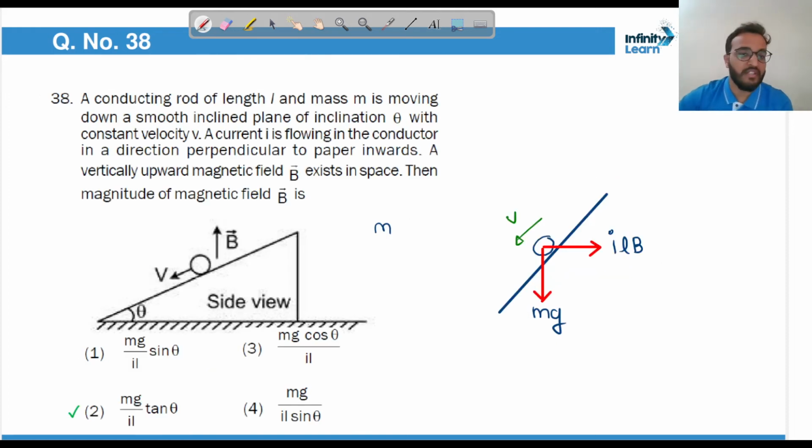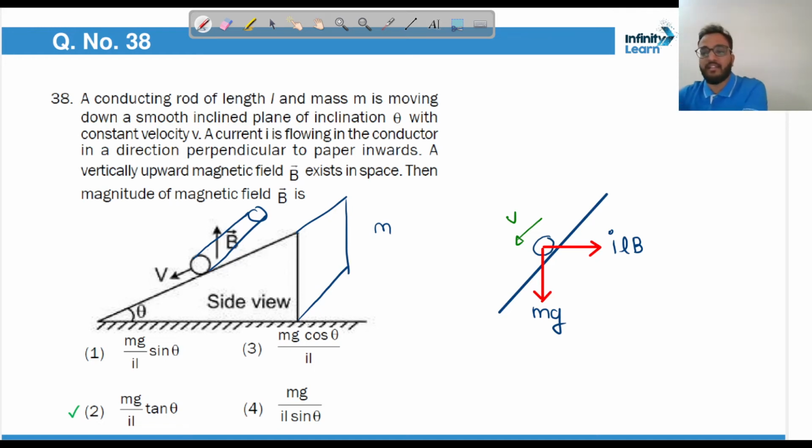38. See, if this is a wire, it is not visible like this, but the wire is kept like this. This is a wedge like this. Do you understand now? So the wedge is like this, and this is the wire, and it is coming down with constant velocity like this. Are you able to see? So it is coming down with constant velocity like this.